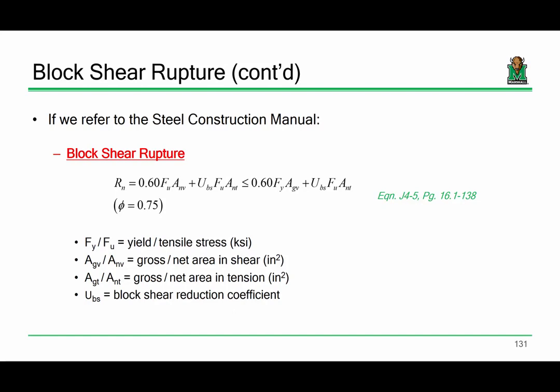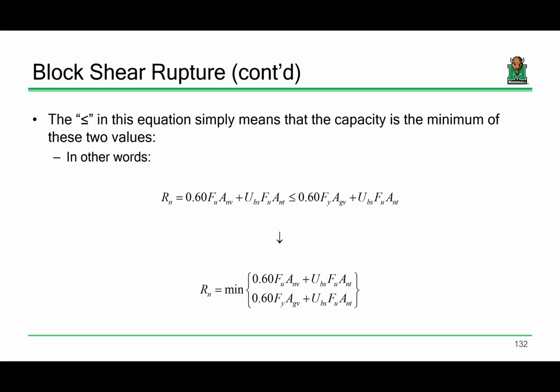We've got our nominal capacity. The phi value is 0.75. But one of the things I still haven't answered is what's going on with the equation? Why is it a pile of junk less than or equal to a pile of junk? That doesn't make sense, okay? Well, whenever you see an expression like that in the specification, that is the specification's way of basically saying it's the minimum of those two values. So we have Rn equals this pile of junk less than or equal to this pile of junk. Basically what we're saying is it's the minimum of those two values. That's how the code writes minimums. Okay, so that's what that means.